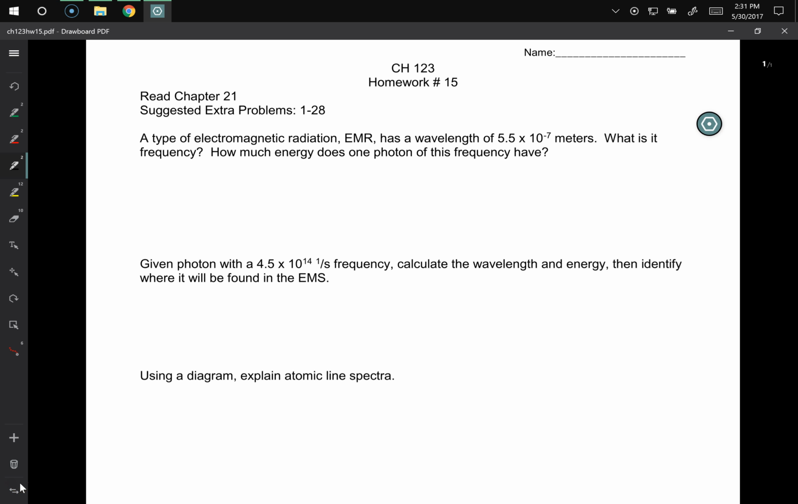All right, so for this first one, we've got a wavelength, and we need a frequency, and we need a certain amount of energy, how much energy it's got.